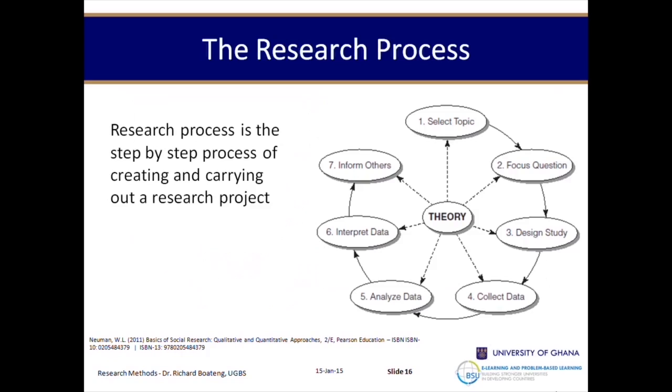The research process entails the activities, or the step-by-step process, of carrying out a research project. So we have seven activities here: selecting a topic, focusing on the question, designing a study, collecting data, analyzing data, interpreting data, and then informing others.